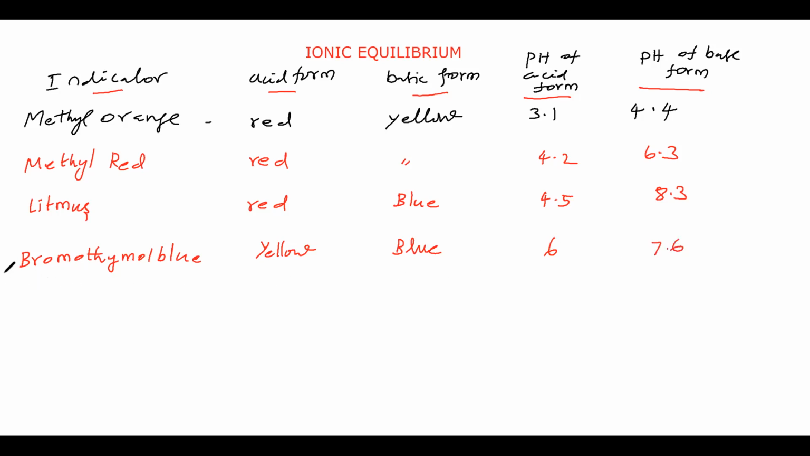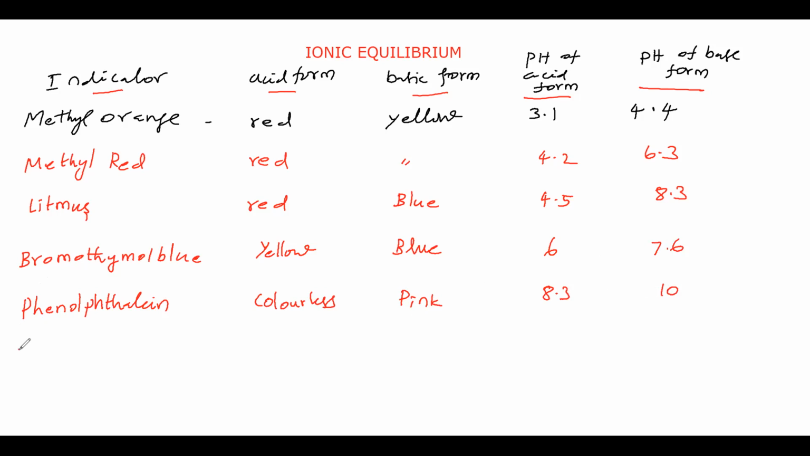Next, phenolphthalein is the indicator. For that, the acid form is colorless and the basic form is pink. The pH of the acid form is 8.3, and the pH of the basic form is 10.